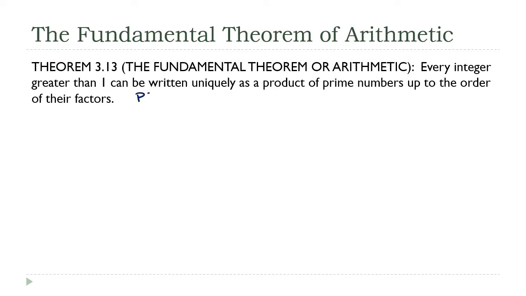Our proposition P of n is: n has a prime factorization, where n meets the requirements of the theorem, right? Where n is strictly greater than 1.